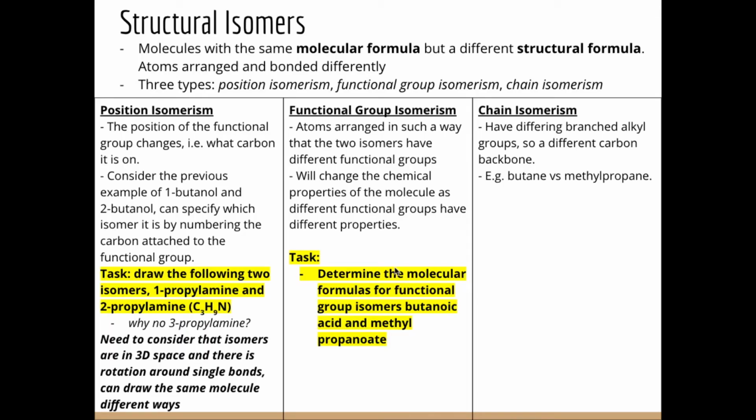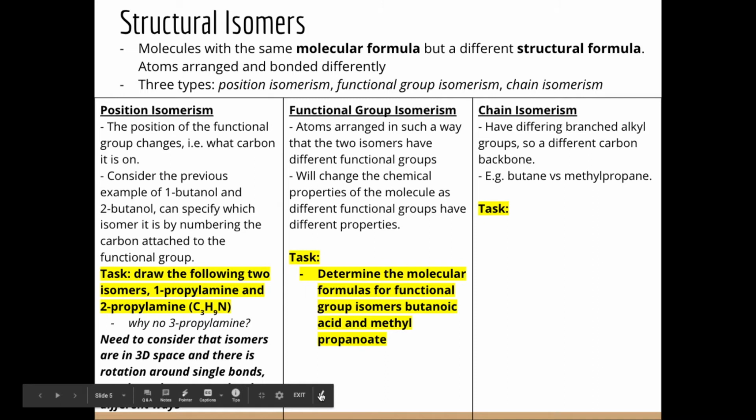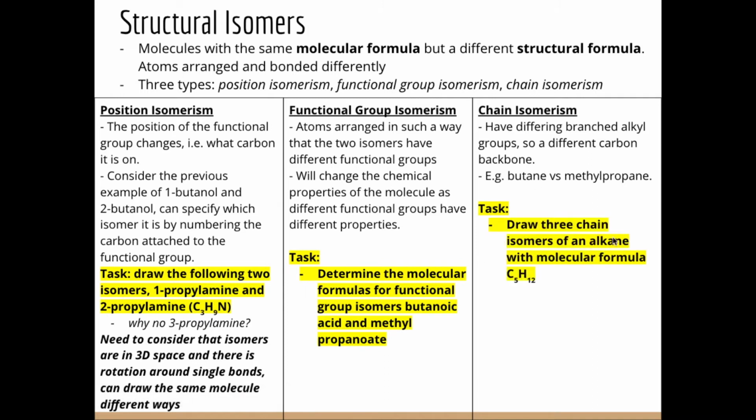Here's a task for you to see if you can work out. Draw 3 chain isomers of an alkane with molecular formula C5H12. So a 5 carbon alkane will start with a pentane. See if you can work out the 3 other isomers that can have that molecular formula. Pause now and we will check it.